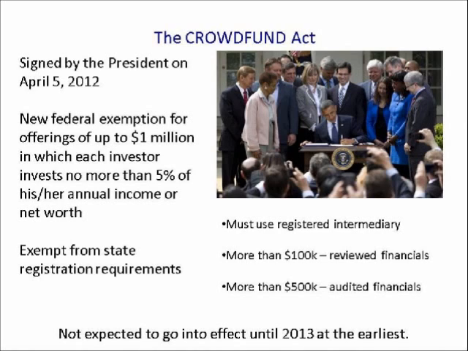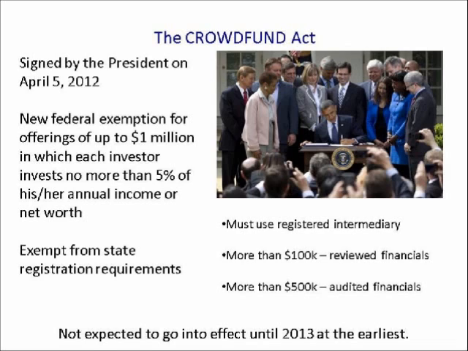The bad things about it, in my opinion, are that you have to use an intermediary. You can't go out directly to your potential investors. You'll have to have reviewed financials if you're raising more than $100,000, and probably audited financials if you're raising more than $500,000, and that's very expensive to get. So that's going to lock a lot of people out of it. But the truth is, we really don't know much about what it's going to look like because the law was full of vague parts that the SEC has to do detailed rulemaking about, and we haven't seen the proposed rules yet, and they've missed their deadline to complete the rulemaking process. So we'll see what happens with that.